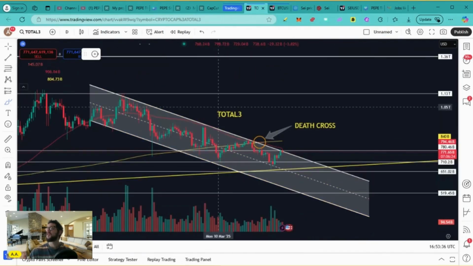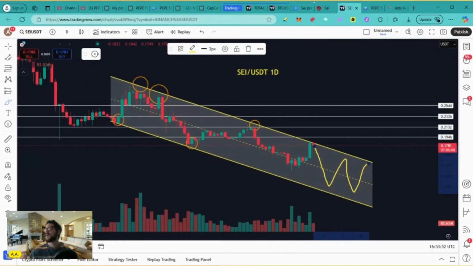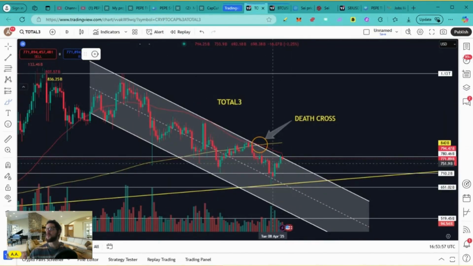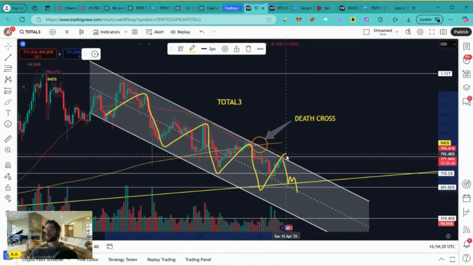If we take a look at the total 3 chart, guys, we see that we have a similar pattern. Look at this. We have this descending channel going on. And the total 3 is currently testing this upper resistance. It looks like we are getting rejected, just like SEI. If the total 3 gets rejected here and we see a pullback, I expect to see further downside out of altcoins. Because remember, the total 3 is the total market cap excluding Bitcoin and Ethereum. Therefore, if we see a pullback here, this is going to be bad news for altcoins. As long as this downtrend continues, altcoins are not going to be able to perform as well as we want them to perform.